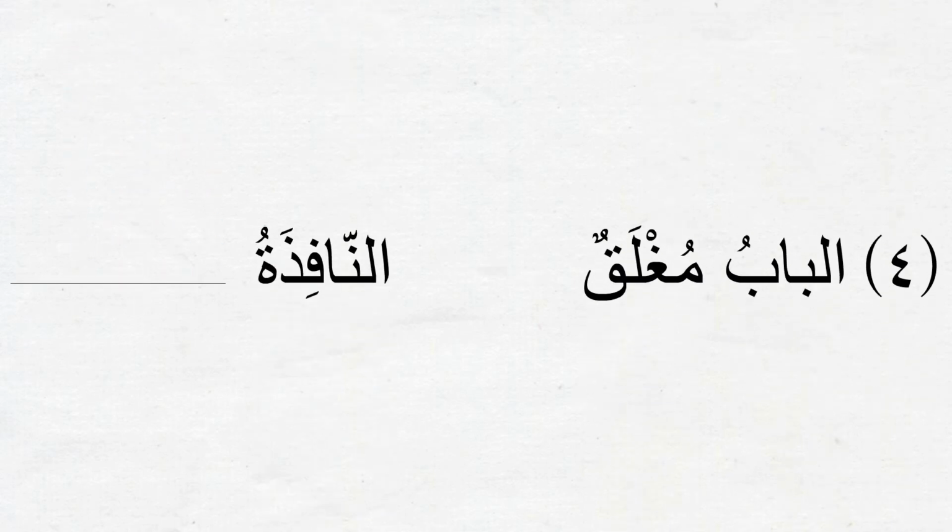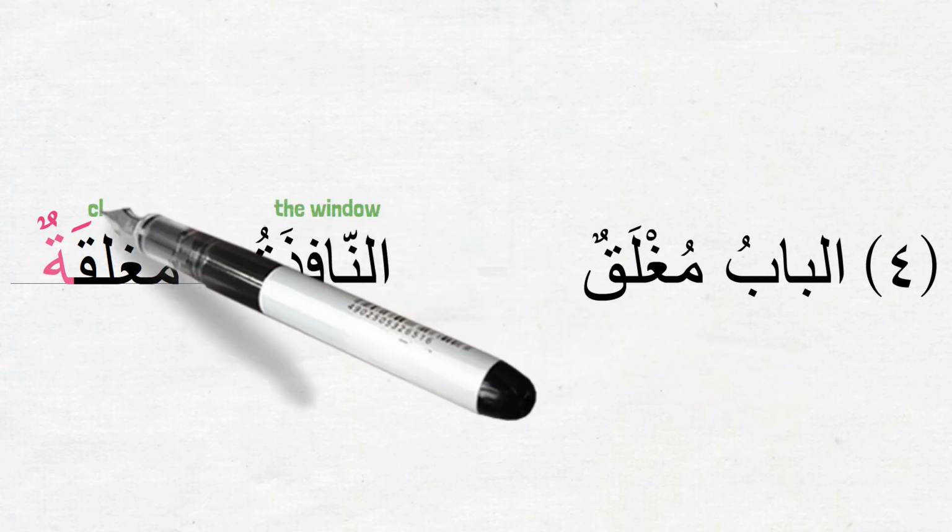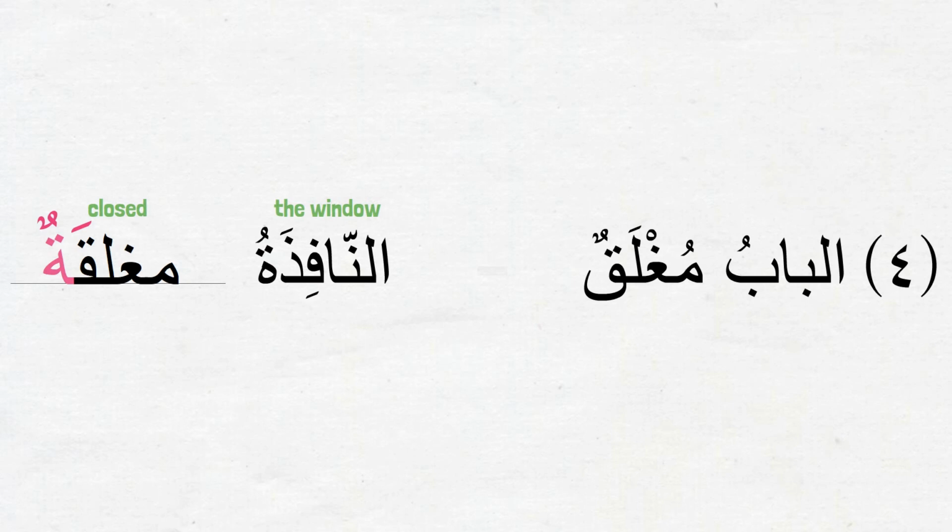Al-babu mughlaqun. The door is closed. Then for an-nafidhatu, we should use mughlaqatun. So an-nafidhatu mughlaqatun. The window is closed. Mughlaqun is mudhakkar and mughlaqatun is muannath.